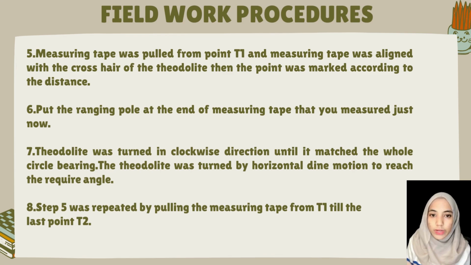Number 6, put the ranging pole at the end of the measuring tape that you measured just now. Number 7, the theodolite was turned in a clockwise direction until it matched the whole circle bearing. The theodolite was turned by the horizontal tangent motion to reach the required angles. And the last step is step 5 was repeated by pulling the measuring tape from T1 until the last point, T2. So that's all from me.